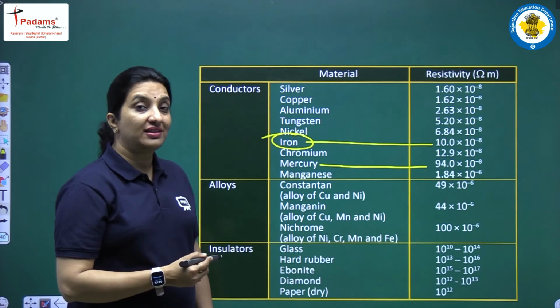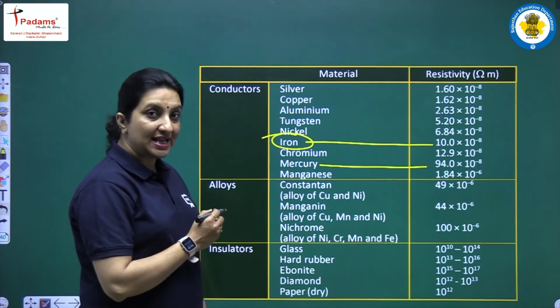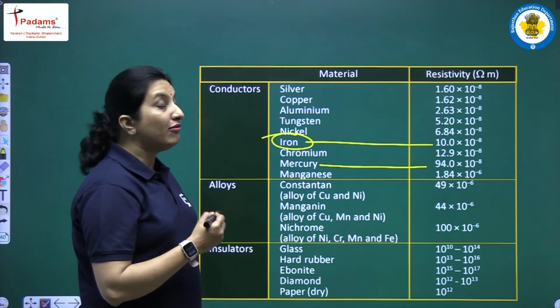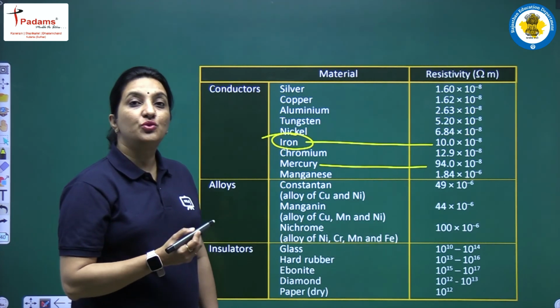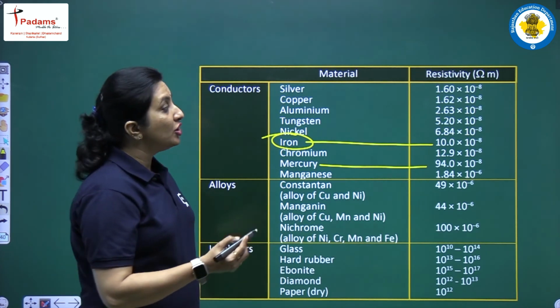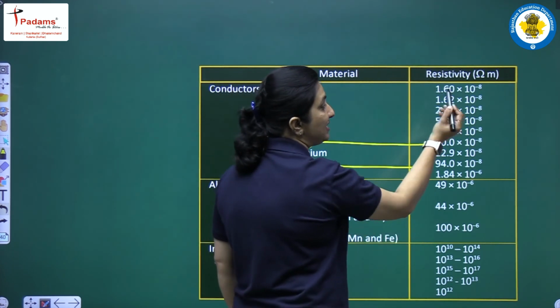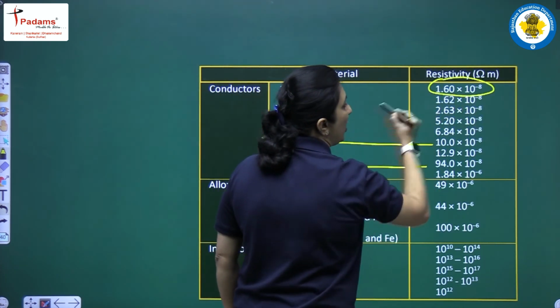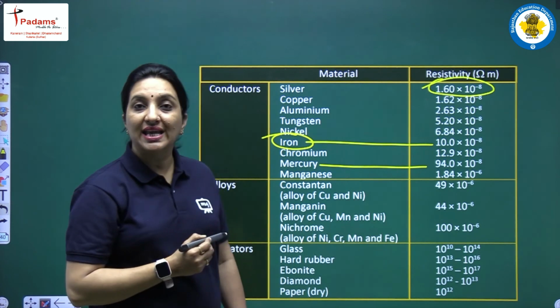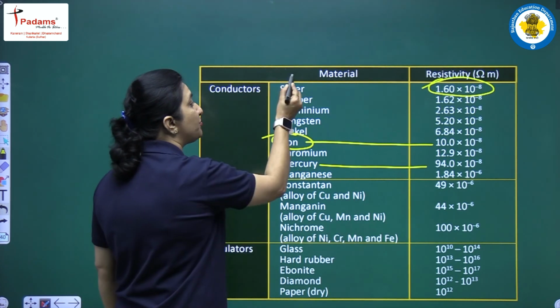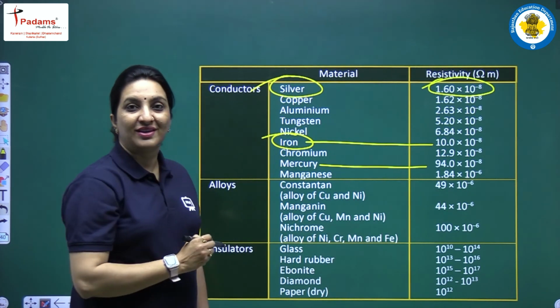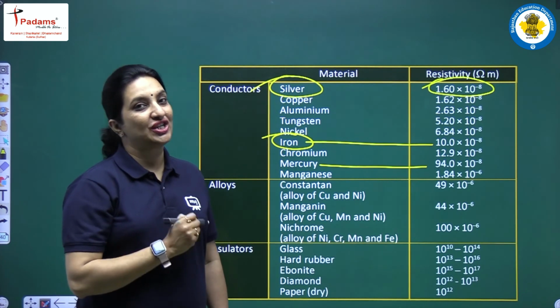Then in the next part they have asked, so for the part A the answer is iron, and for the B part they have asked which is the best conductor. So the lowest resistivity if we see is this 1.6 into 10 to the power minus 8 ohm meters, and this corresponds to silver. So this is the best conductor.